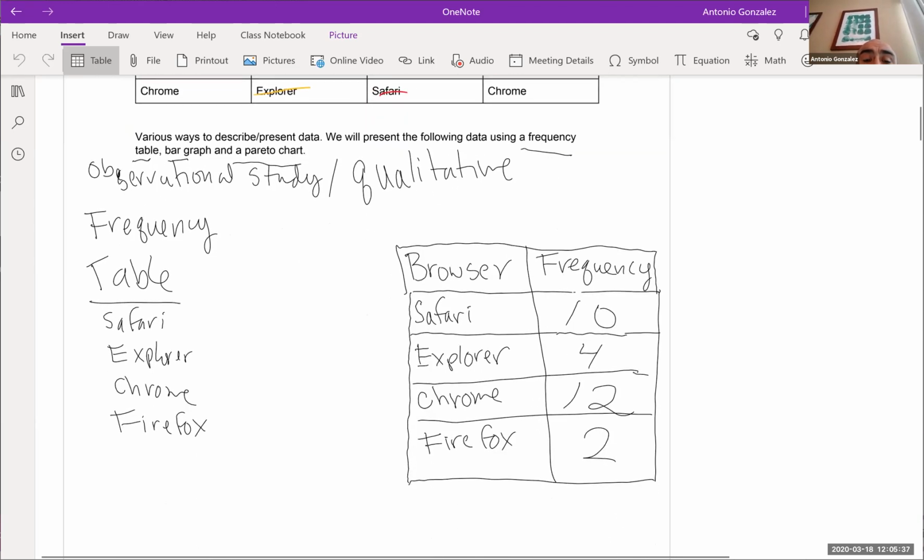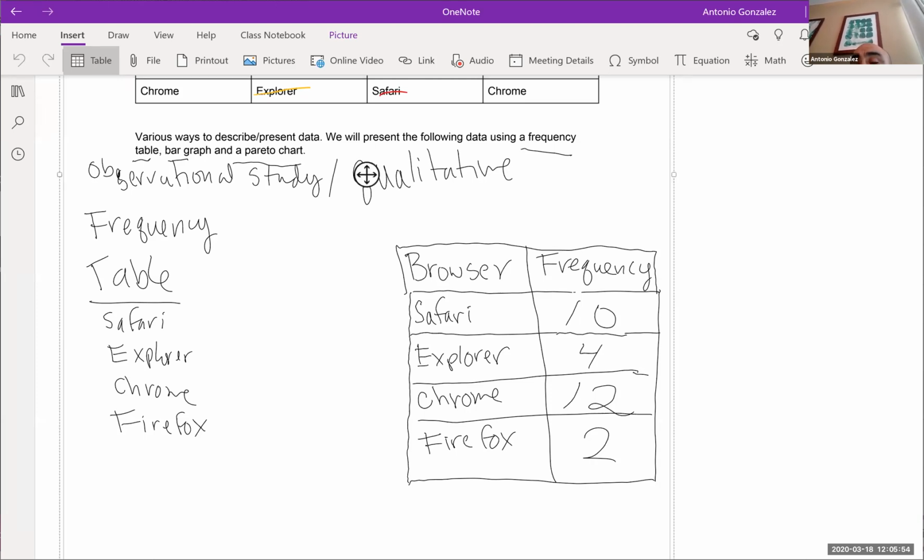The first one was what we called a frequency table or frequency chart. Using this frequency chart, we broke down this qualitative data. We had 4 different results, and the frequency was how many times the students answered Safari, Explorer, Chrome, or Firefox. That was a frequency table.